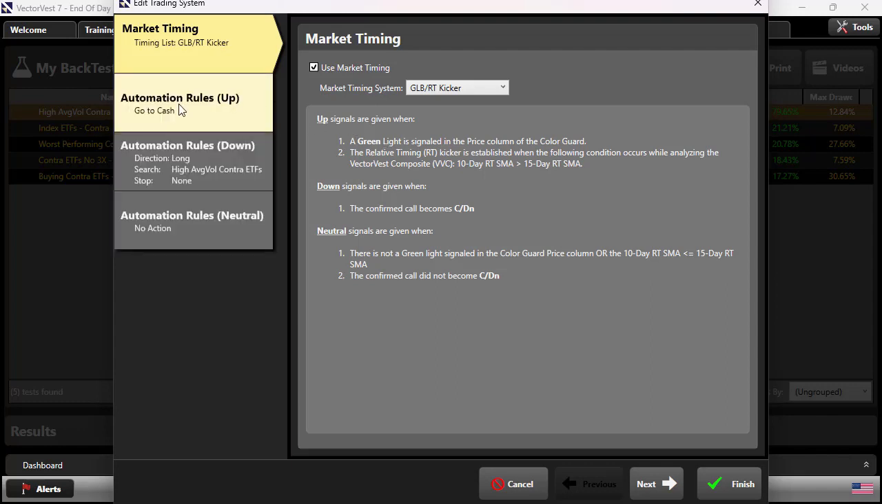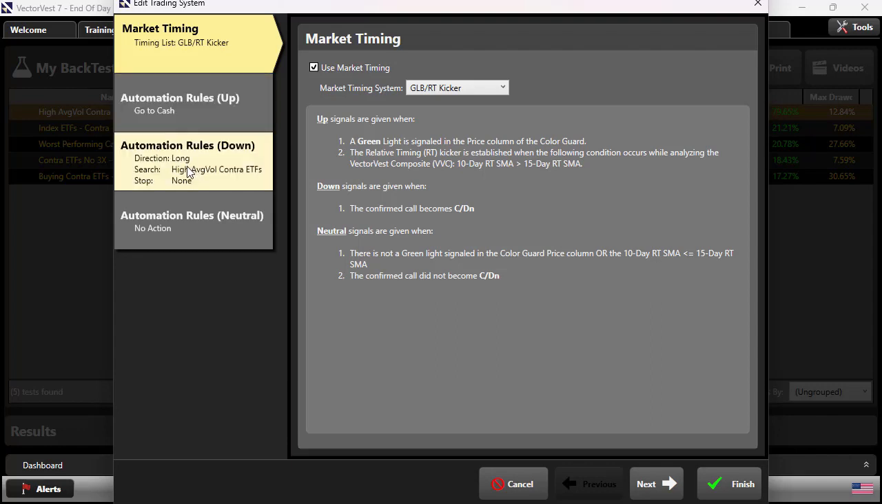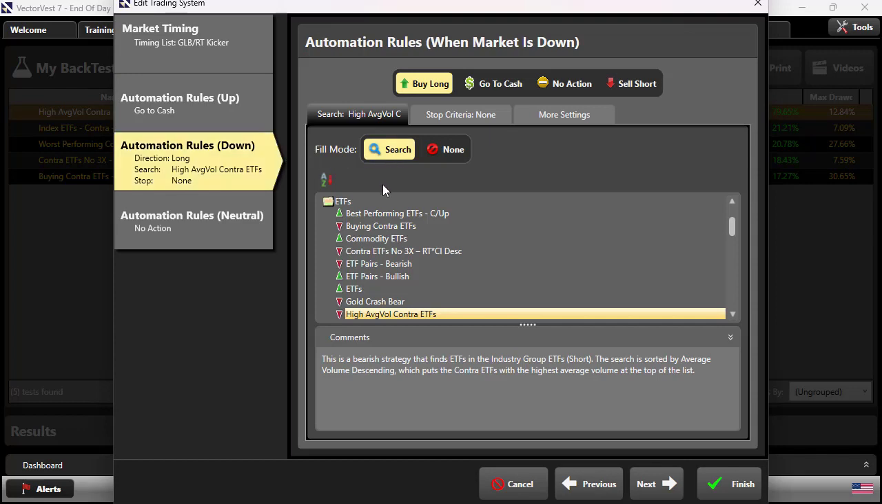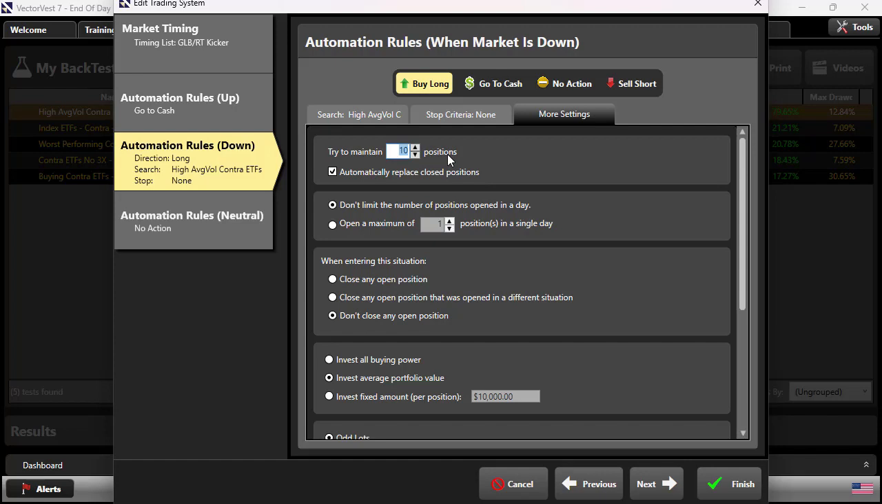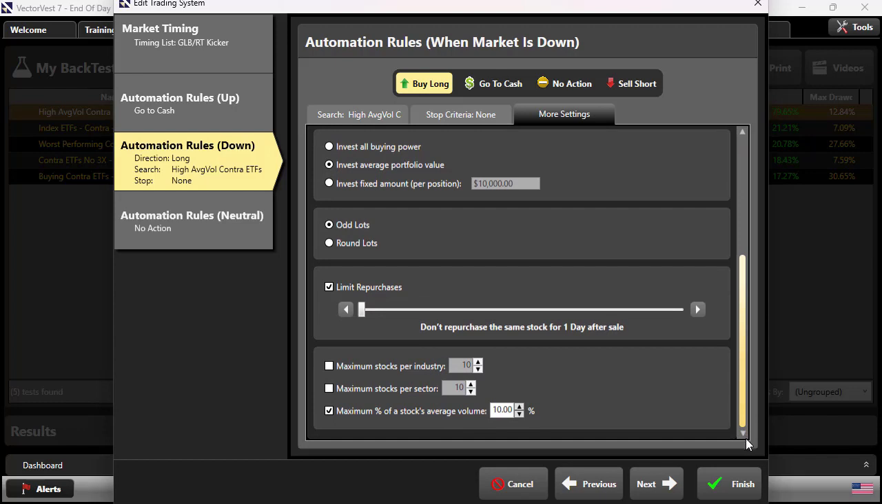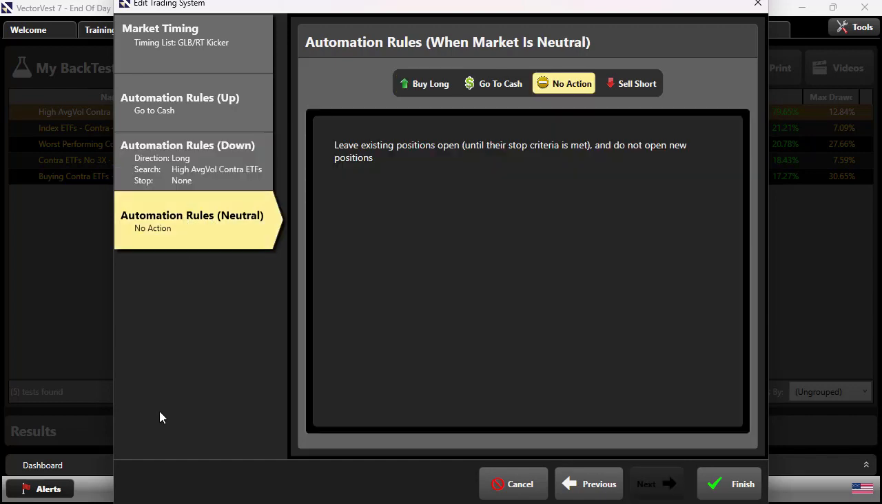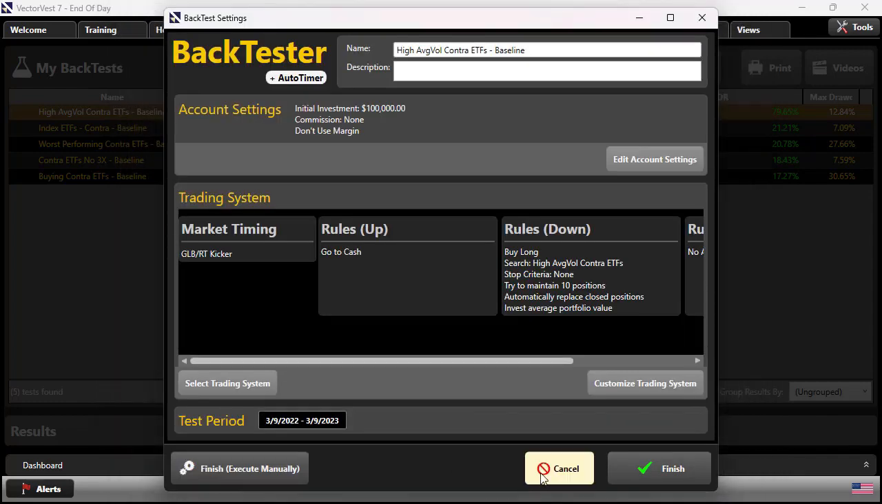So when we get an up signal, we're going to move back to cash. When we get a confirmed down signal, we will buy high average volume contra ETFs, whatever the search returns on that day. We'll not have any stops. We're going to open 10 positions in the portfolio. We're buying all 10 of those at the same time. When we get a fresh down signal, we're not going to close any open positions. We're going to invest the average portfolio value in each position. And we'll limit the percentage of stock's average volume to 10%. When we get the neutral signal, then we'll take no action. So those are the rules for the trading system.